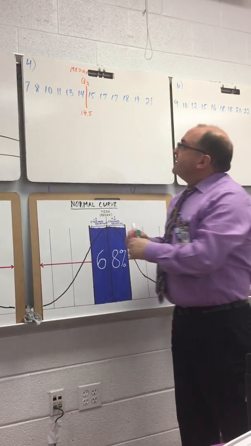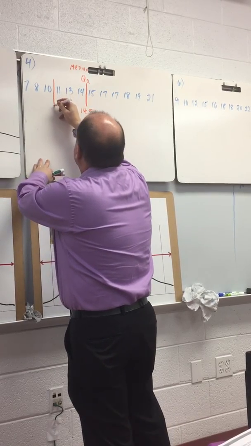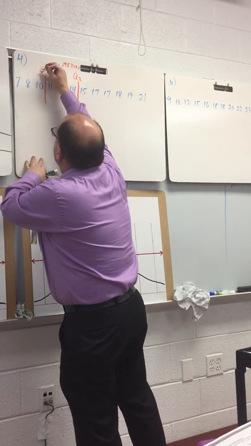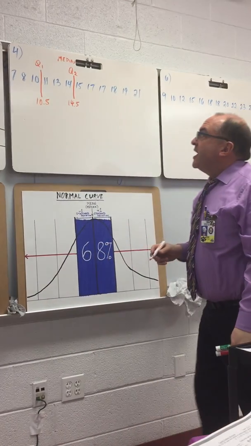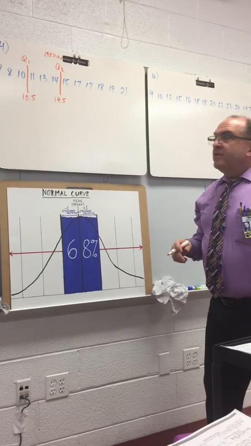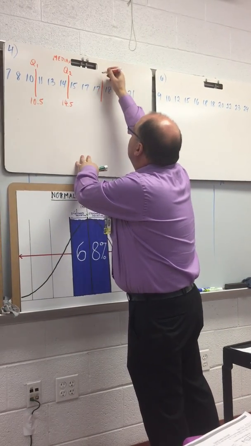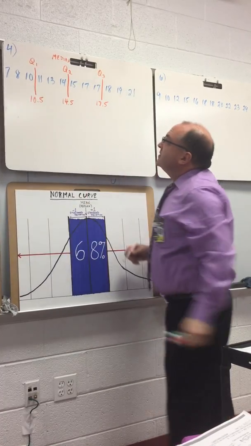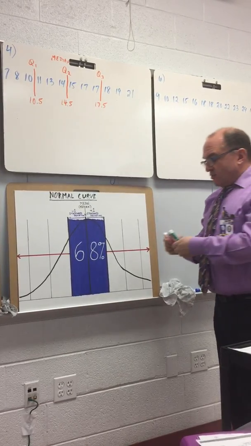1, 2, 3. Here's your halfway point right here. This is Q1. Yes, 10.5. Good. Now, we take these 6 numbers, cut them in half. Very good. Right here. This is your Q3. 17.5. So now, how do you make a box and whisker plot?